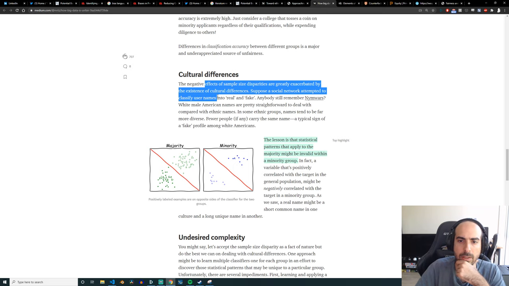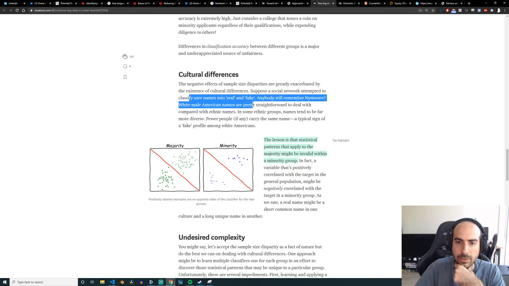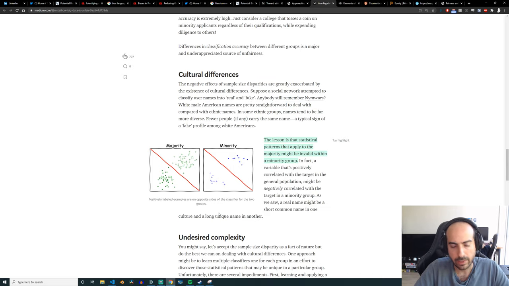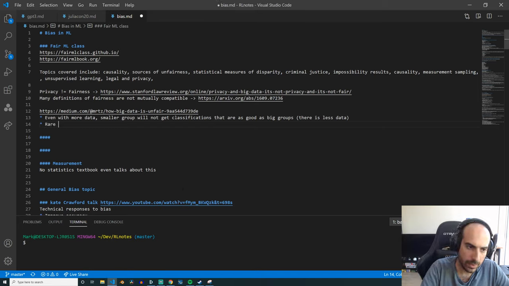Wait, I don't get this point. Attempted to classify usernames to white male. Okay, cultural differences. Okay, I see. Rare features. Features that are rare in large groups may not be rare in small groups.